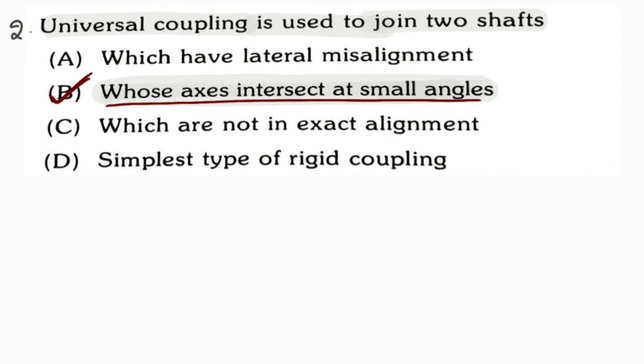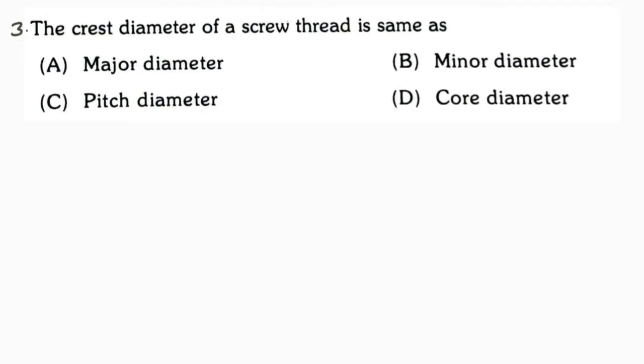Let us take another problem. Look at the third problem. The crest diameter of the screw thread is same as major diameter. Major diameter is also called nominal diameter. Crest means the apex point of the thread.